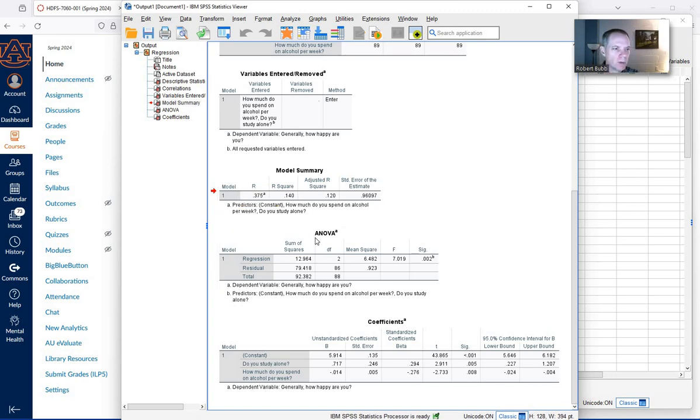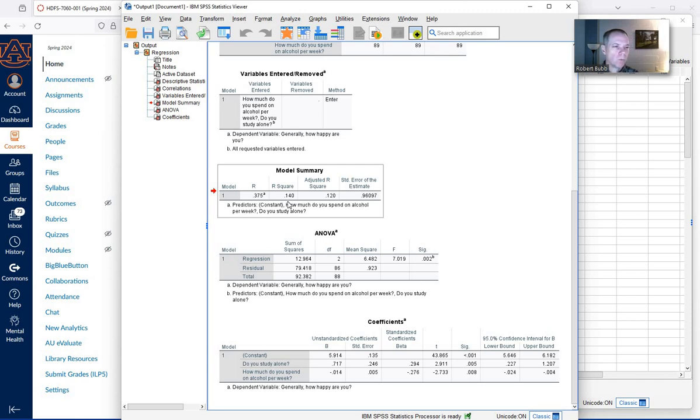We care about that R-squared value. In this case, it's 0.14. So remember, R-squared is telling us the percent of variability accounted for in the outcome based on the predictors. So in this case, we would say it appears that 14% of the variation in happiness, so notice that people's happiness differs, right? Each person has a different level of happiness. That 14% of those differences can be accounted for by our predictors of whether or not a student studies alone and how much alcohol they spend per week.